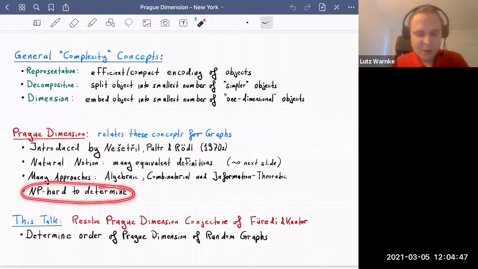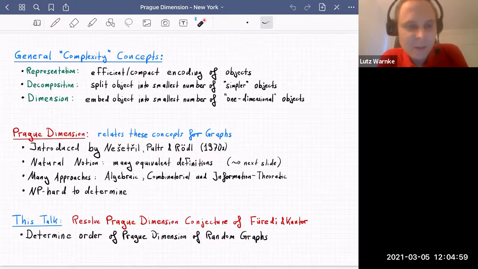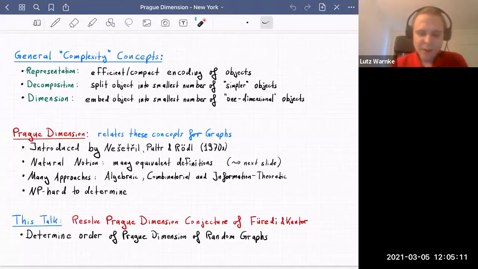In general, this parameter is NP-hard to determine. So we cannot hope to always figure out algorithmically what the Prague dimension actually is. So we have to resort to other ways to study the question. Either we want to just approximate this quantity, or like we do here, we want to ask what we can at least say about the Prague dimension for most graphs. This is what we're going to look at today.